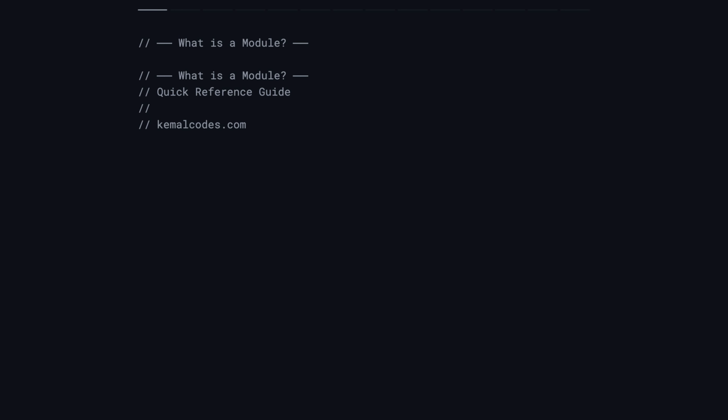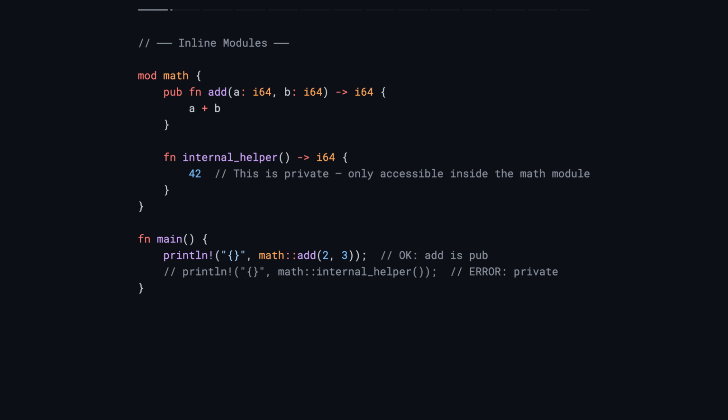Let's break it down. Inline modules. The simplest module is defined inline with the mod keyword. By default, everything in a module is private. Add pub to make items accessible from outside the module.